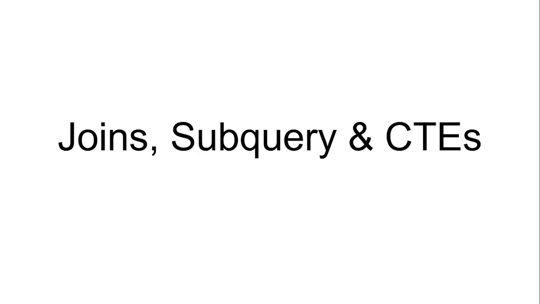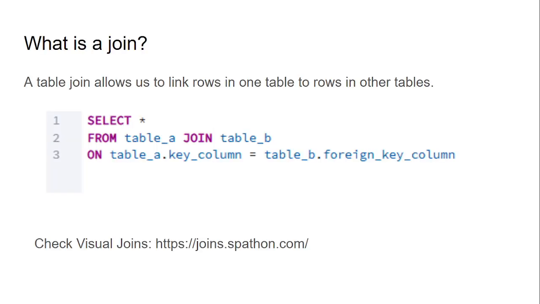So we learn about joins, subqueries and CTEs. What is a join? A table join allows us to link rows in one table to rows in other tables. For example, we have SELECT *, which selects all rows from table A JOIN table B. We have a table on the left side, which is the initial table, and table B, ON table A.key equals table B.foreign_key column.